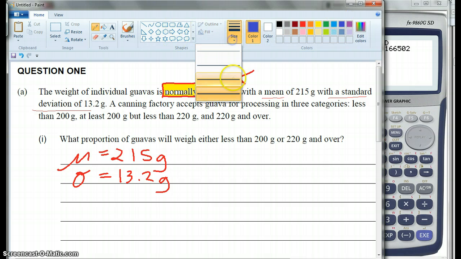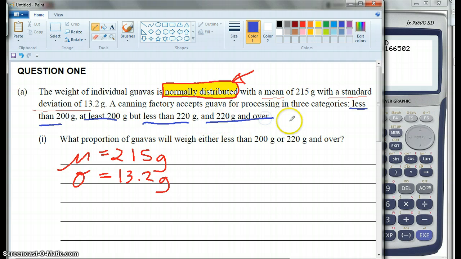Okay, carrying on. A canning factory accepts guava for processing in 3 categories: less than 200 grams, at least 200 grams but less than 220 grams, and 220 grams and over. What proportion of guavas will weigh either less than 200 or 200 and over?